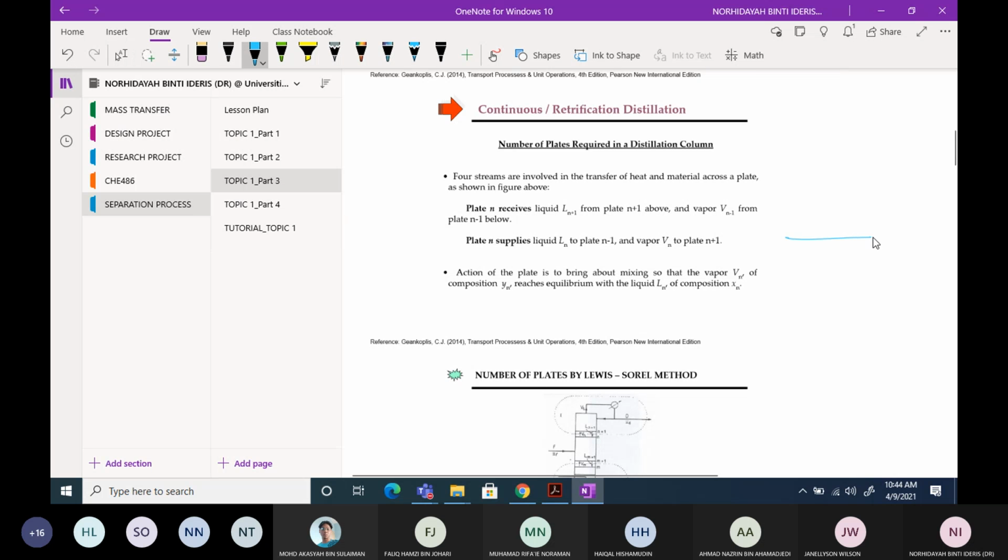The plate receives liquid Ln plus 1. As I mentioned before, if you have n, this one is n plus 1, and you have n minus 1. The vapor coming from n minus 1, you label as Vn minus 1. The liquid coming to Ln from n plus 1, you label as Ln plus 1. So if you want the overall mass balance, then you know that Vn minus 1 is equal to Ln plus 1. That's how we write the mass balance inside the distillation column.